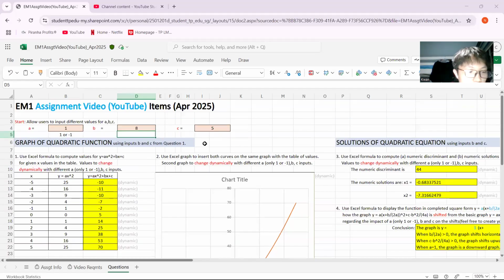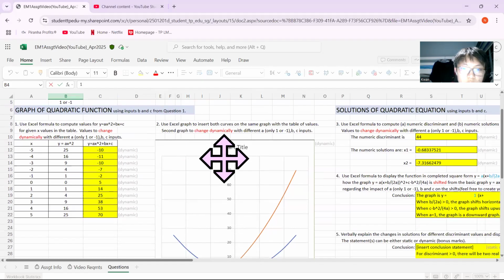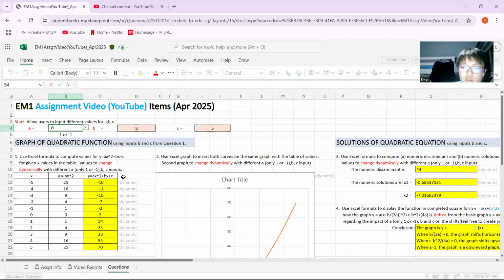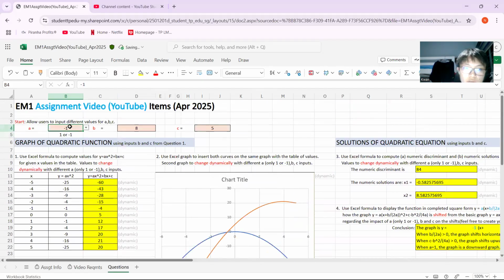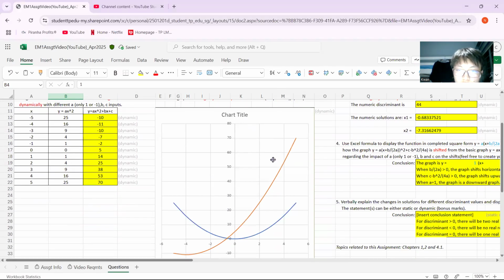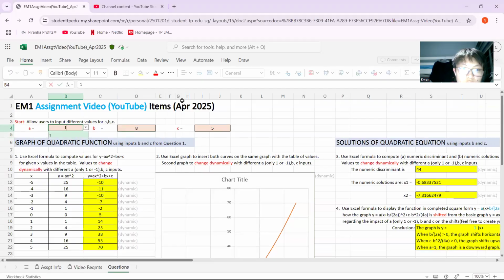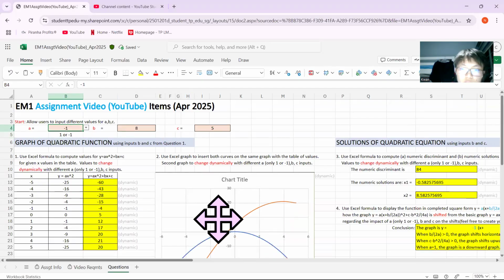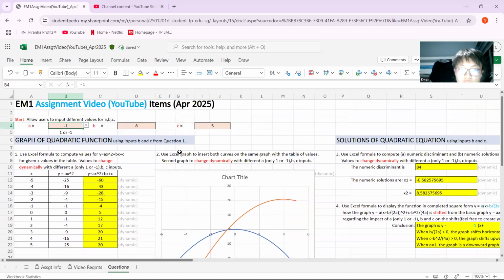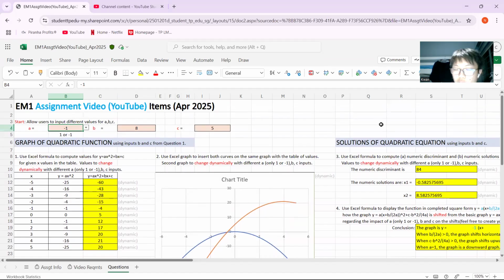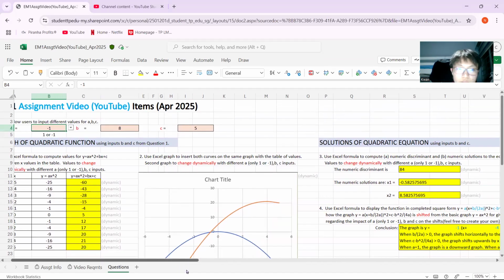When input A is positive, the graph changes to a negative graph. Wait, let me show you. Okay, so when input A becomes positive, it becomes a downward graph. And when A is -1, a negative number, the graph becomes an upward graph. So that shows that input A controls the direction of the graphs.